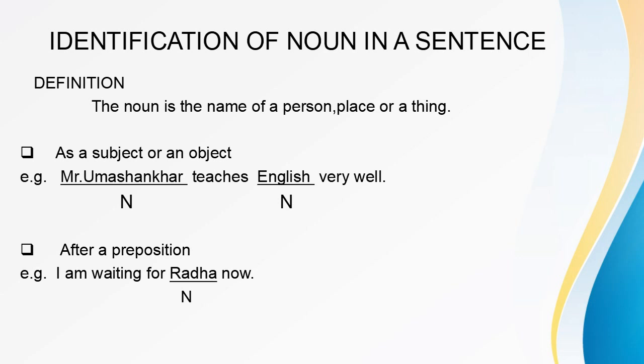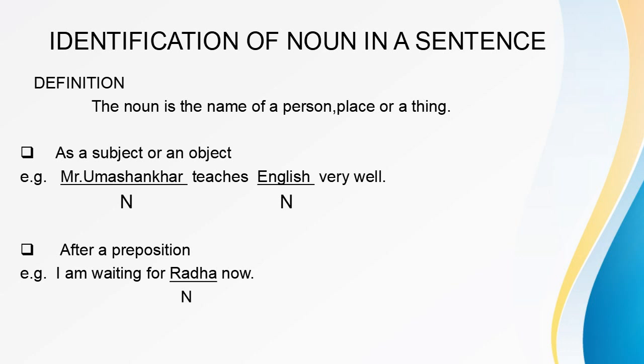According to the definition I have displayed in the beginning of this slide, the noun is the name of a person, place, or a thing. Radha is the name of a person. Mr. Umashankar is the name of a person. And English is the name of a thing.